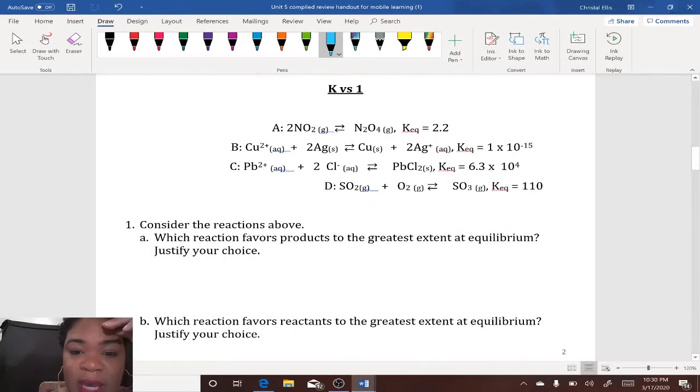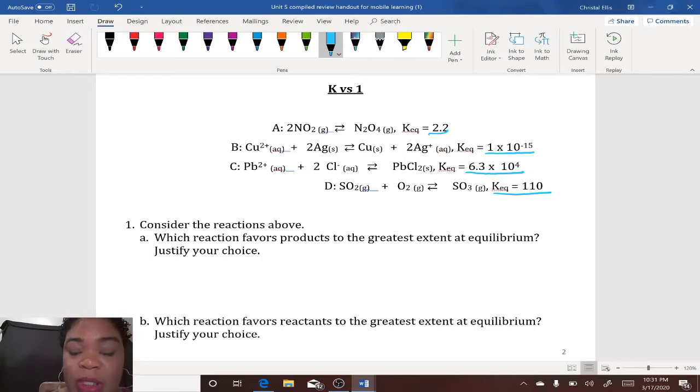When we talk about Q versus K, we're talking about the concentration of your reactants versus your products at equilibrium. So if we look at A, B, C, and D, we're given each reaction equation and we're given the Keq. What we're noticing is that for the first example, Keq is 2.2, and for the second one, we see that Keq is 1 times 10 to the minus 15, and for C, we see Keq equals 6.3 times 10 to the 4th power, and for D, Keq is 110.